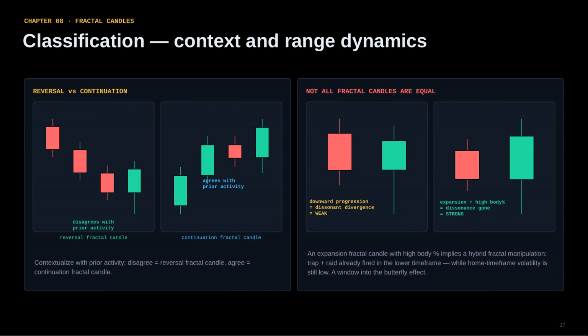A fractal candle printing as a downward progression carries a dissonance. Its lower half implies a bullish reversal divergence, while its upper half implies a bearish continuation, a weak candle. Print it as an expansion instead, and the dissonance disappears. That's a strong fractal candle. And an expansion fractal candle with a high body percentage implies a hybrid manipulation. The trap and raid already fired in the lower time frame, while your home time frame still shows low volatility. That's the butterfly effect, handed to you in one candle.